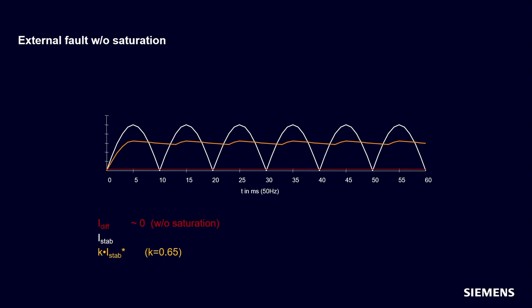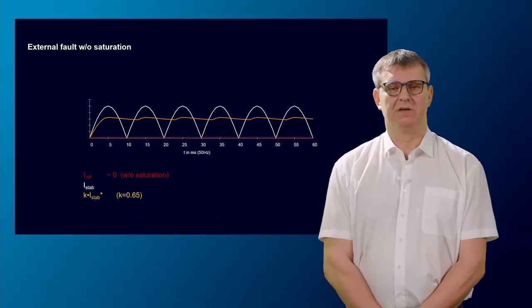If you see the modified stabilization current multiplied with the stabilization factor, and in comparison the differential current, you can directly say if the differential current is above the modified stabilization current multiplied with the stabilization factor, you are in the tripping area or not. But this is a quite easy example. We have no differential current at all, so nothing could happen.